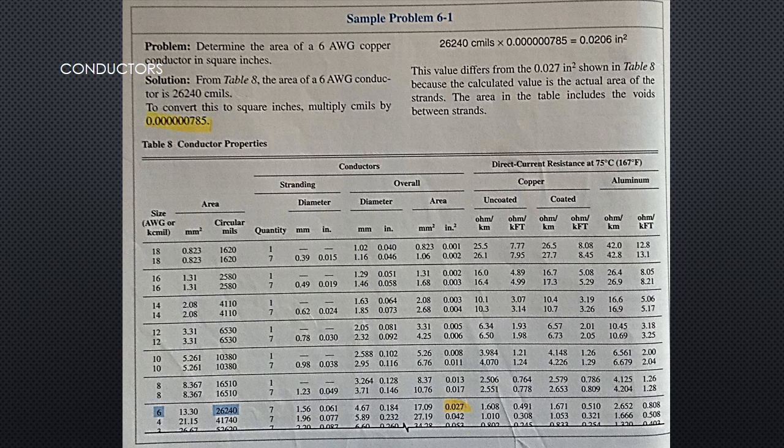This value differs from the 0.027 inches squared shown in table 8 because the calculated value is the equal area of the strands. The area in the table includes the voids between strands.